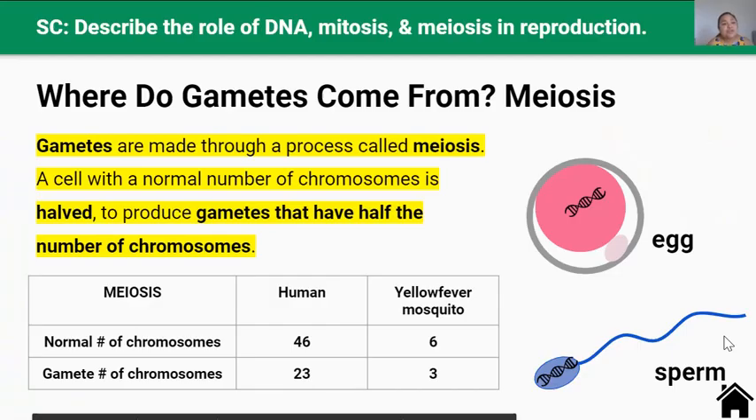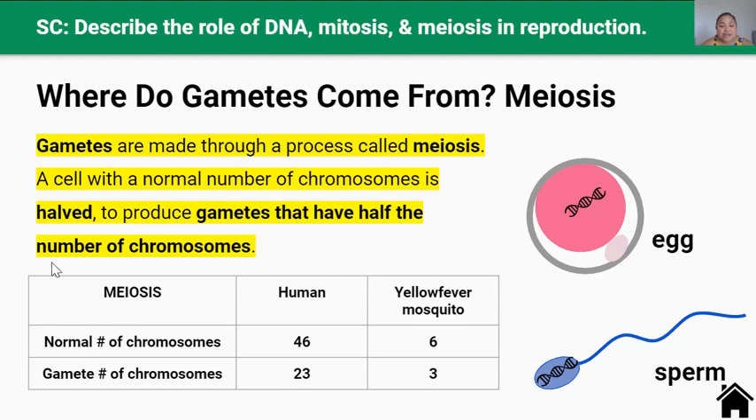So you're probably wondering, where do all these gametes come from? How are they made? Well, I won't go into too much detail, but gametes are made through a process called meiosis. It's very important you know this word, meiosis, where the number of chromosomes at the start is halved.